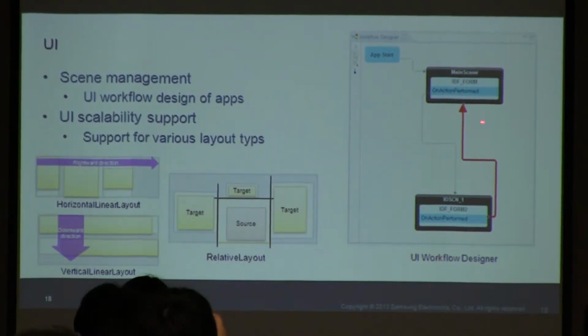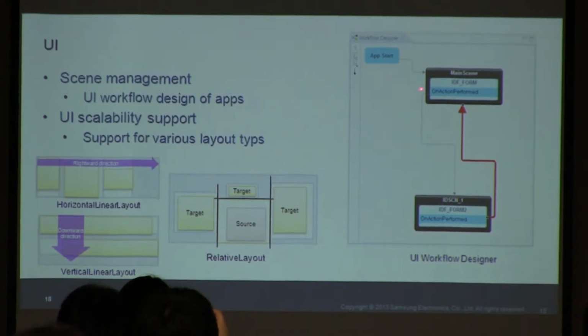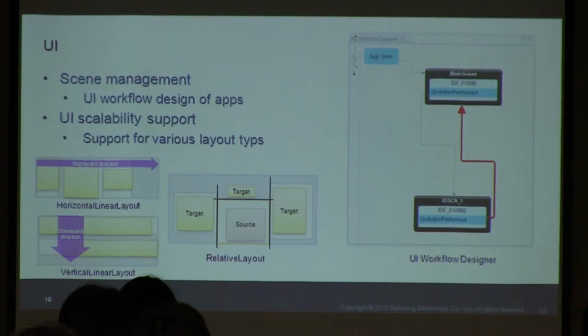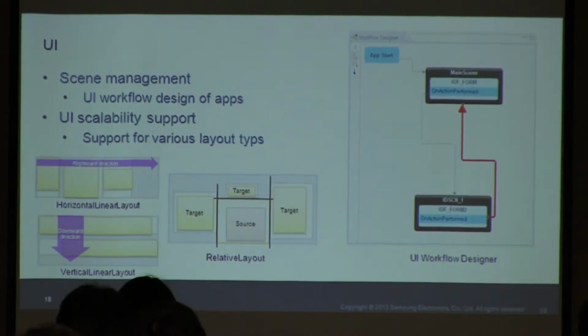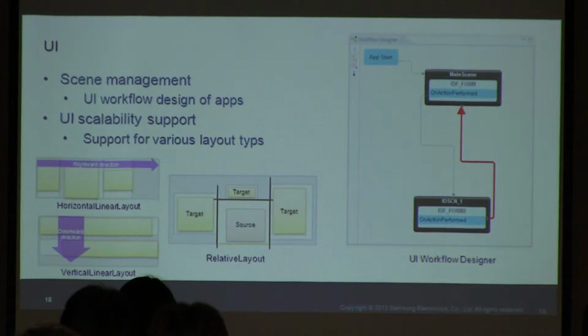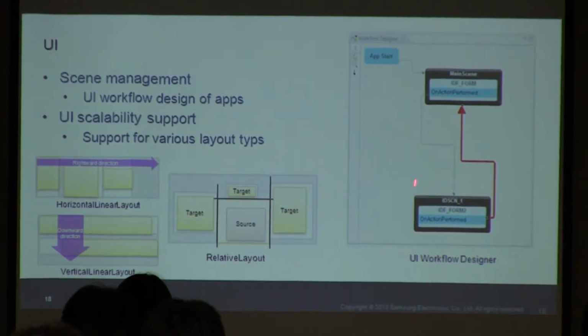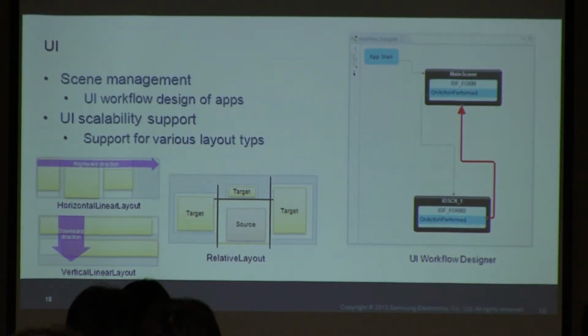So this is one page. This is another page. You can transition from the first to the second page, or back to your previous page. So this is the kind of flow you can design. It is translated to source code. It means you can easily create a multiple-page application with just the builder, not source code.